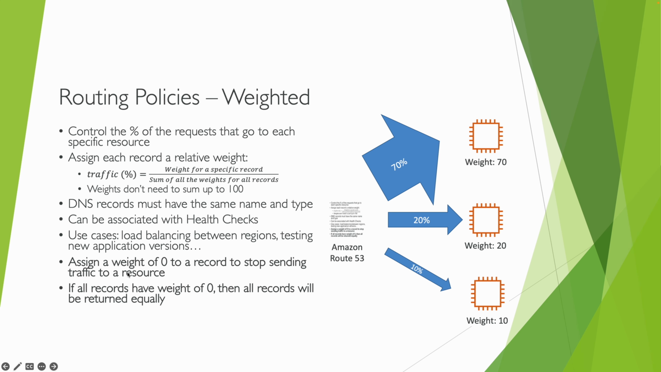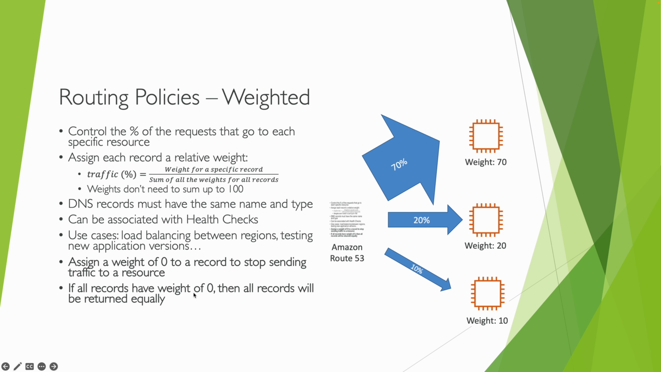Assign a weight of 0 to a record to stop sending traffic to that record. If you want to stop routing traffic to this server, you can just mention the weight as 0. Then Route 53 will not send any traffic to that particular IP address or instance.